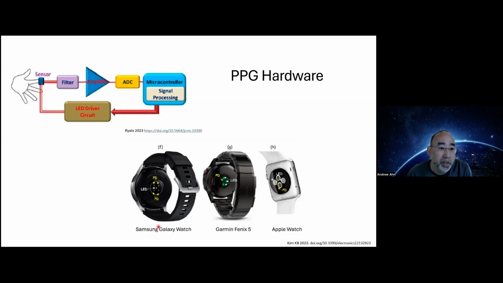It might be a little hard to see, but this is the Samsung Galaxy Watch. You can see a single LED with 4 photodiodes. The Garmin actually has 4 LEDs with 1 photodiode. And the Apple Watch, I think, has several LED lights and several photodiodes. So these different arrangements do cause different results from these different devices.